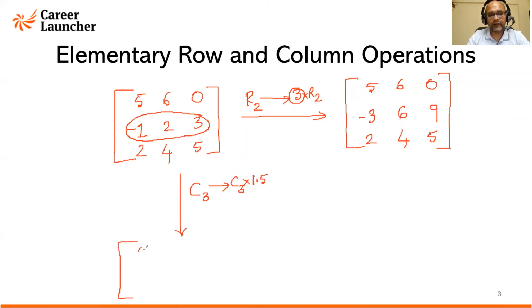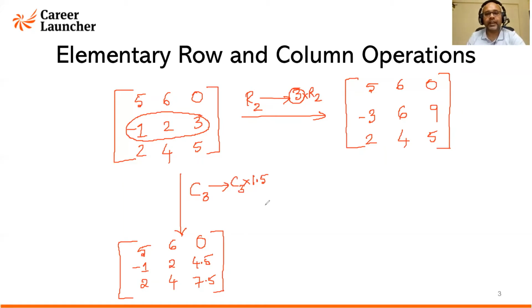So what do I get? I get 5, minus 1, 2. First column is not touched: 6, 2 and 4. Second column is not touched. Third column, 0 into 1.5 remains 0. 3 into 1.5 makes it 4.5. 5 into 1.5 makes it 7.5. And this becomes my answer.